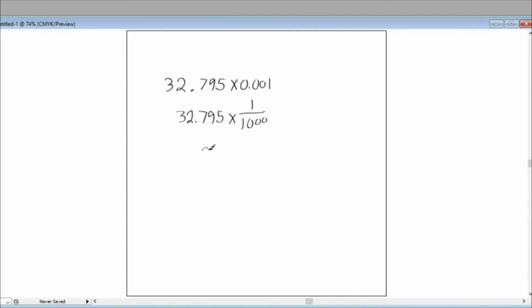Really, that is 32.795 over 1,000. And that's something we're more familiar with. We know that when we divide by 1,000, we're going to move that decimal 3 times to the left. So 1, 2, 3. We get 0.032795. All right. So this is multiplying by these strange things. What about dividing by them?